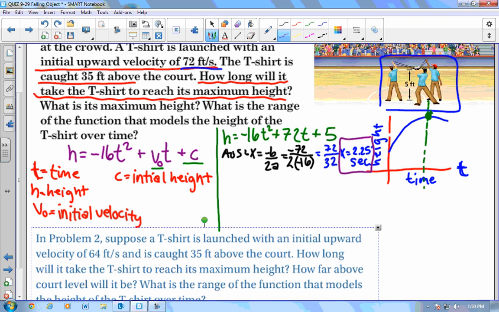Now the question is, what is the maximum height? If you're finding the maximum height, which axis are we looking at? The y-axis, which is acting as our h-axis. So if I know that right here has an x value of 2.25, if I know the x value, how can I find the y value? Yes.